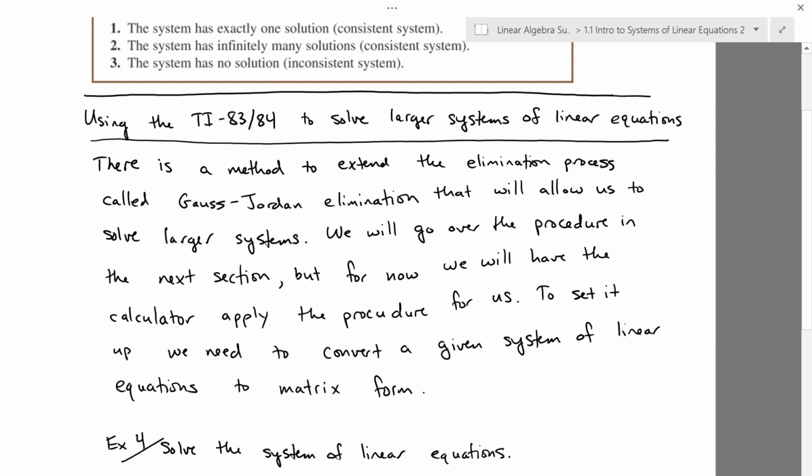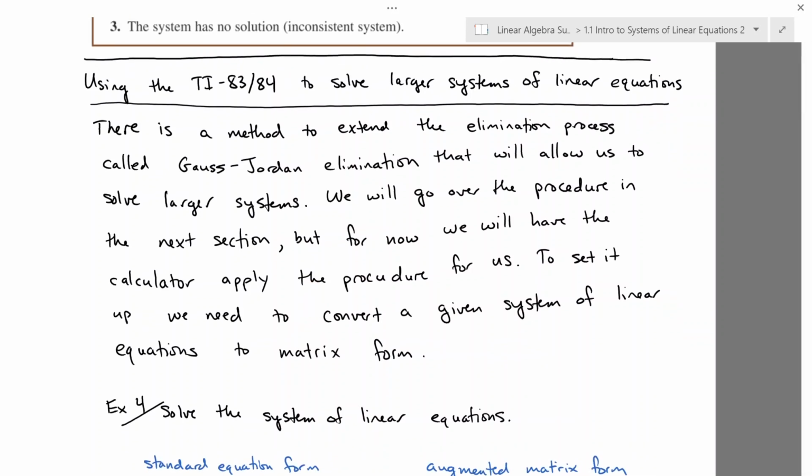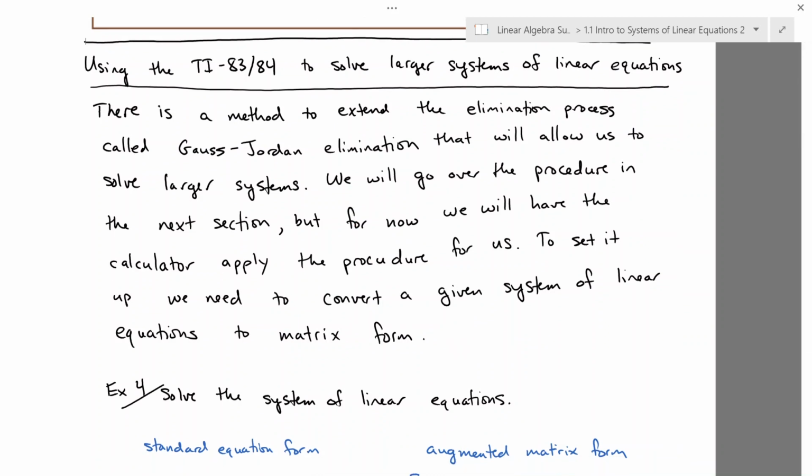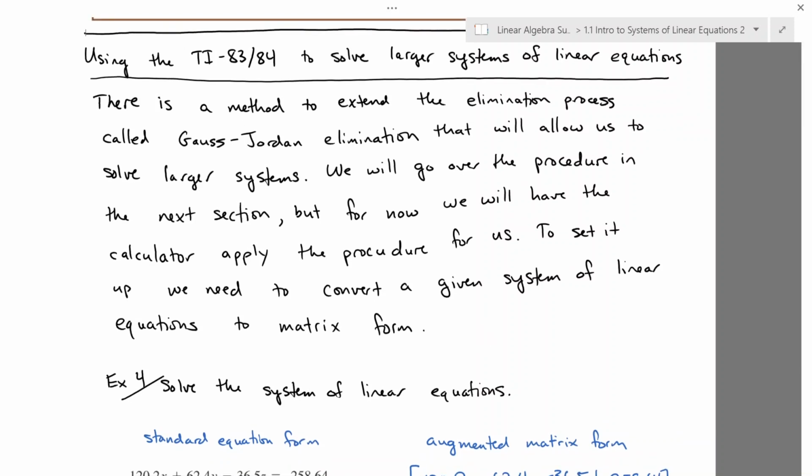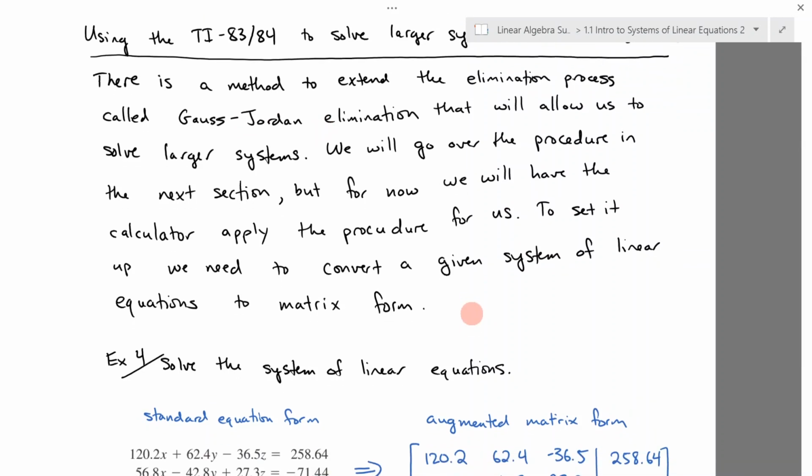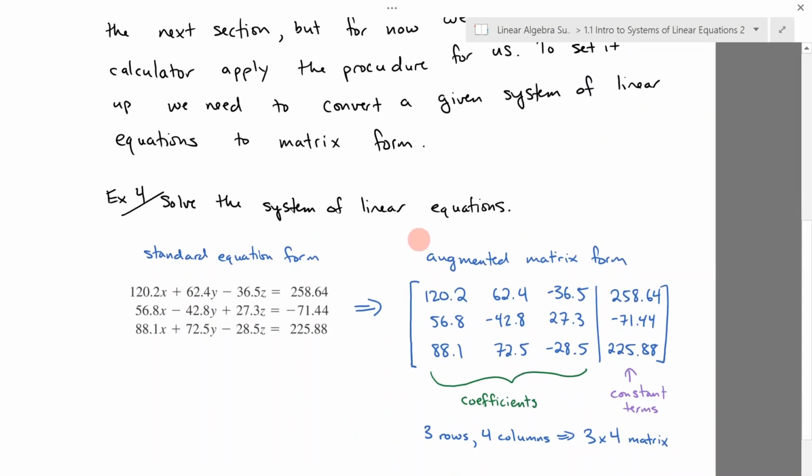But for now, we're going to see how to use the graphing calculator to handle larger systems. Basically the calculator does the Gauss-Jordan elimination process for us, and then produces the solution. Okay, so how do we use the calculator for that?